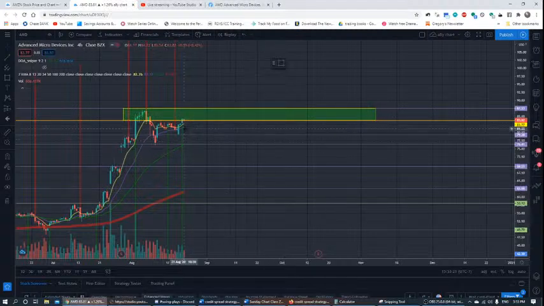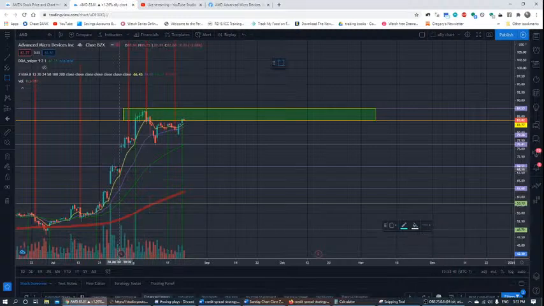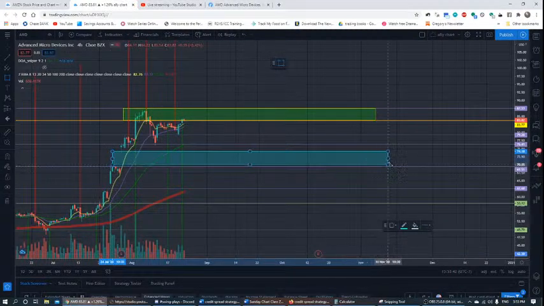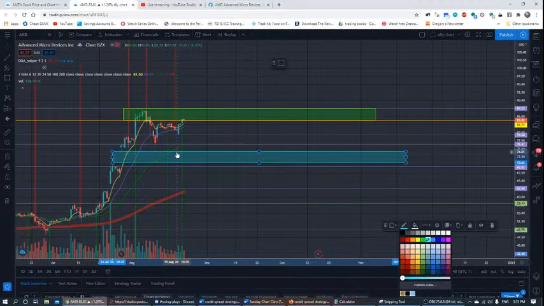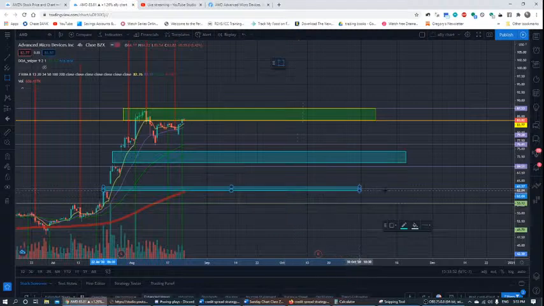If we want to short this, there's a lot of room for AMD to retrace and retouch and fill these gaps right here. Let's draw it in a different color, just use teal. We have a lot of gaps to fill on AMD. We have gap number 1 in teal, and another gap in teal.